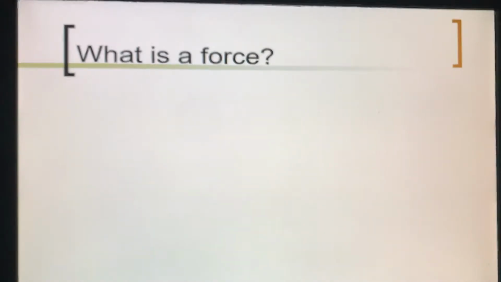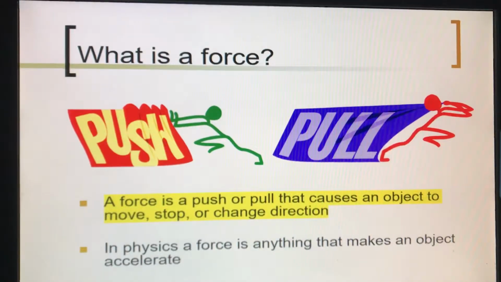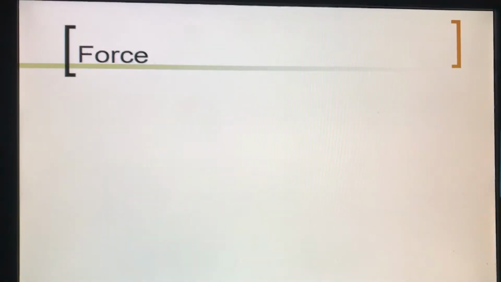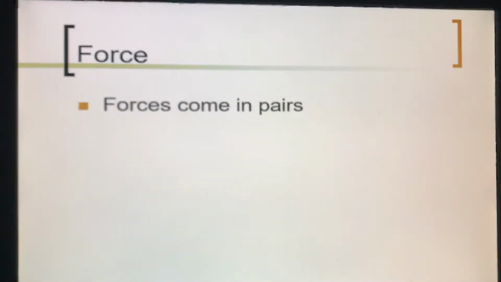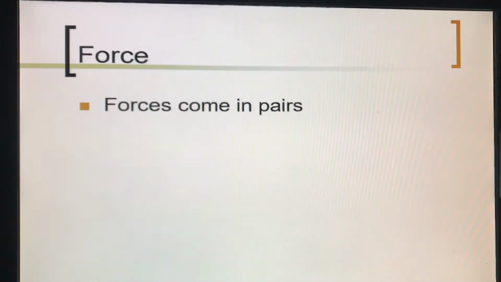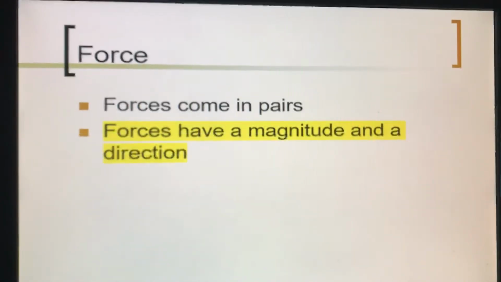So what is a force? Force is a push or a pull that causes an object to move, stop, or change direction. It's anything that makes an object accelerate. That is a force. Force comes in pairs. There's always an opposite force. It has a magnitude and a direction. It has to have both of those things.